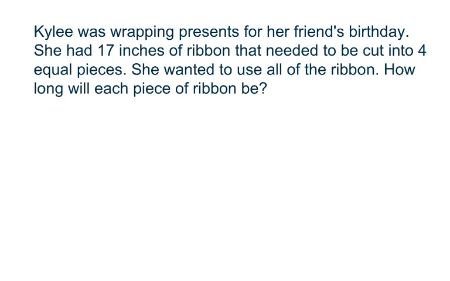For this problem, we're going to be dividing. All of these problems we're dividing, but we need to know why. We have a total, and we're splitting it or cutting it into 4 equal pieces. Those equal pieces, that's telling us, okay, we're going to be doing some division. We also know that she needs to use all of the ribbon. We don't want her to use just some of it. We don't want anything left over. She needs to use it all.